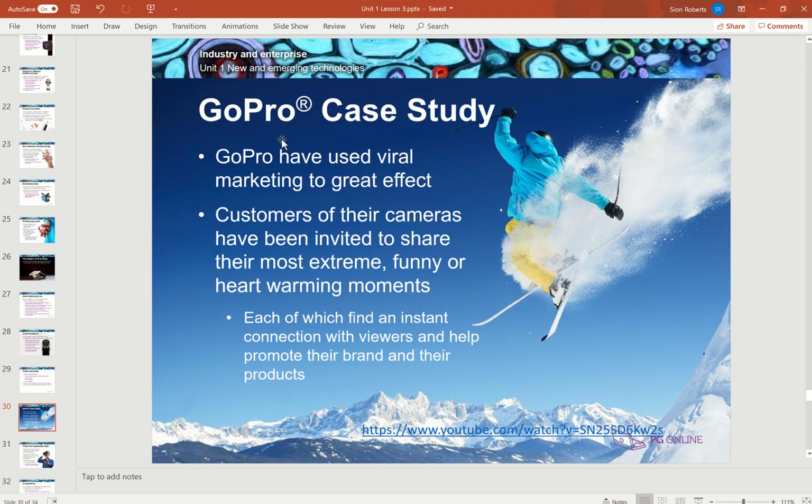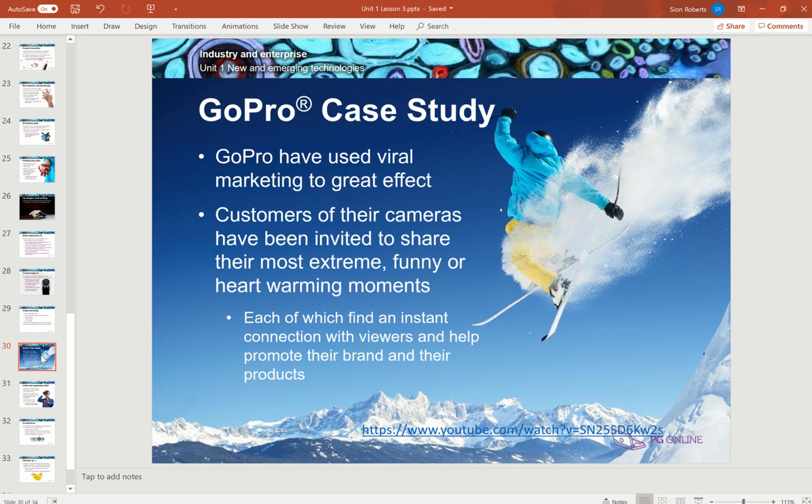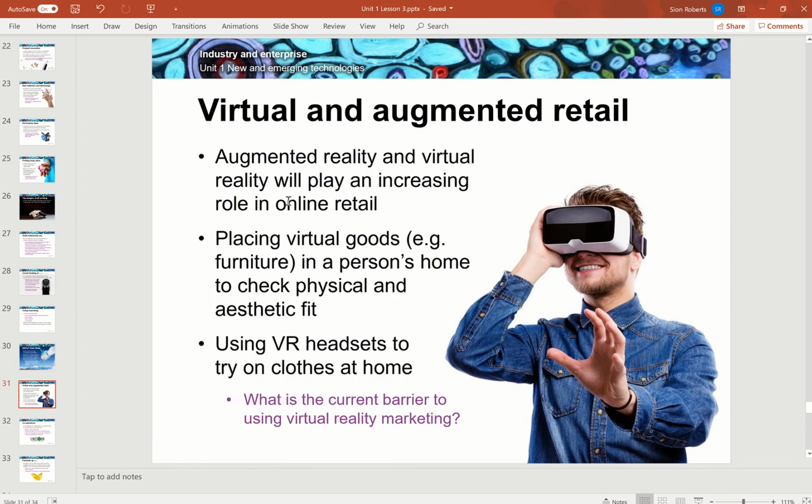GoPro, for instance, really cool brand. There's a cool video here if you want to have a look at it, just showing all the kind of things they do. They want people to engage with the fact that nothing is impossible, and as a result they have quite viral and extreme videos, and it's a way of people remembering that brand well. They could use virtual and augmented retail as well. That's a way of getting ideas out there.